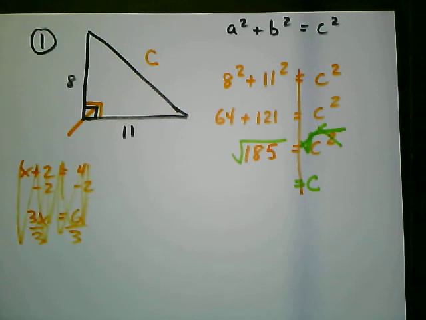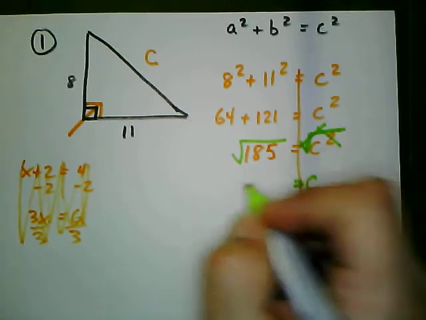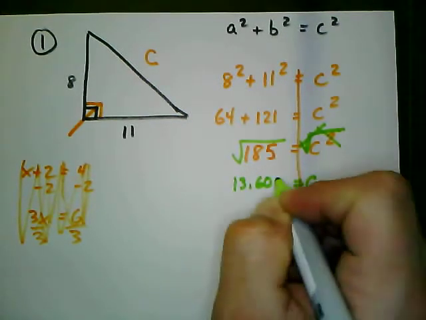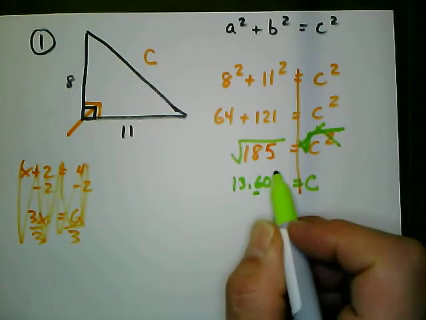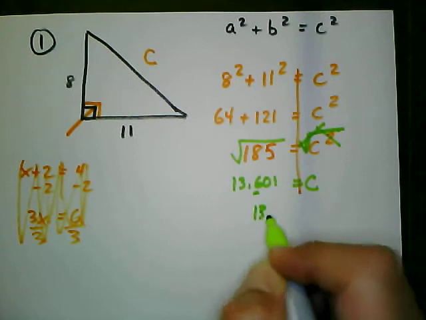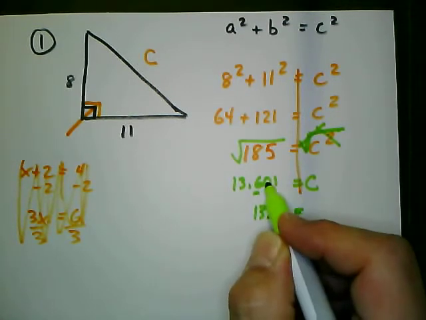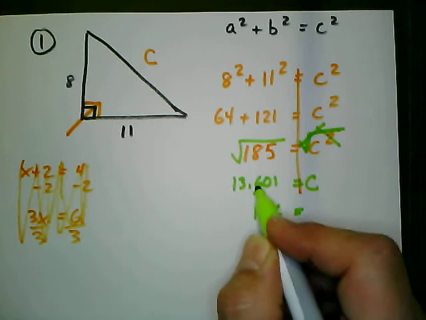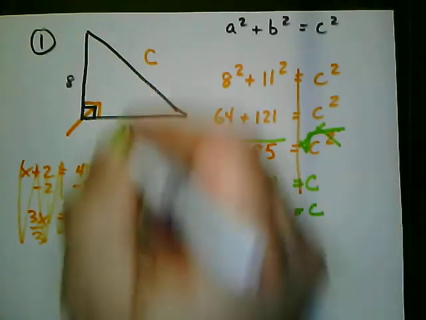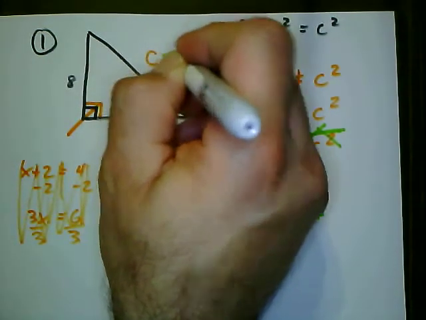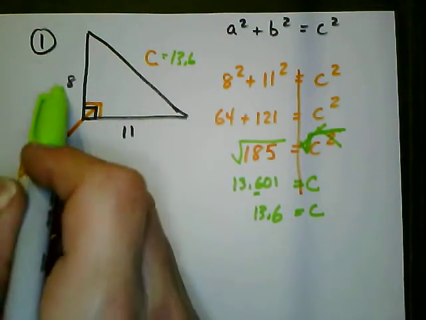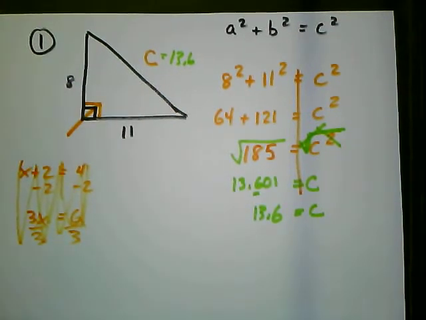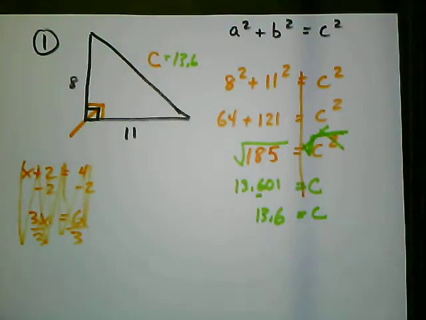So the square root of 185 equals, and it does come out to be a decimal, 13.601. All I care about is this tenths place. Since it's 0, remember 0 to 4 keeps it the same, so 13.6. If it were 5, 6, 7, 8, or 9 in this spot, you would jump that up to a 7. So the c side is 13.6. The c side must be larger than 8, and it must be larger than 11, and it is. So that is correct, because we have the c side.